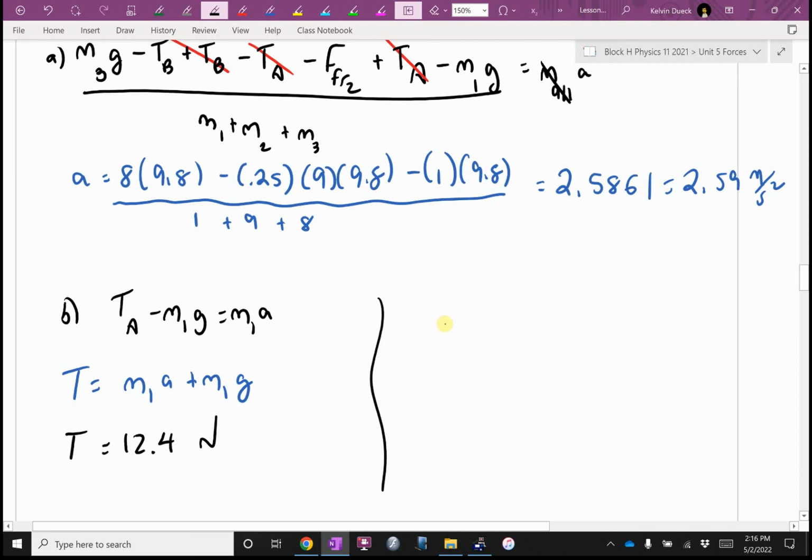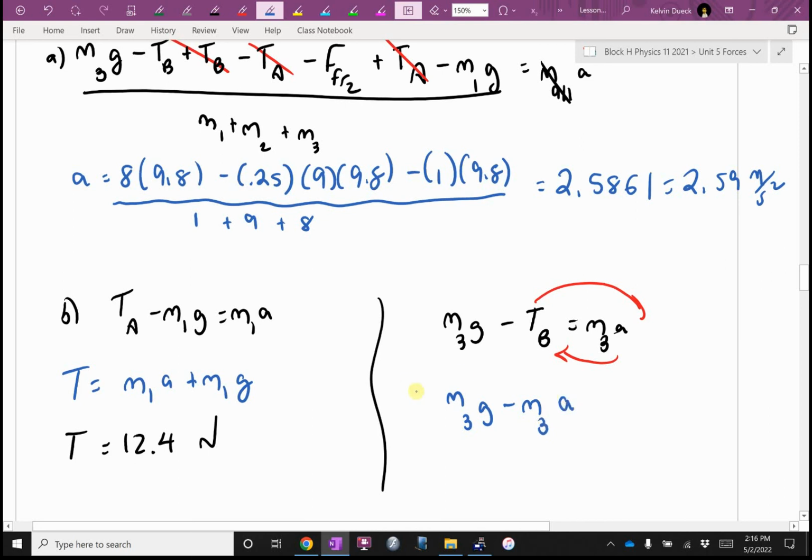Gravity. Which one? M3G minus tension B equals M3A. How would I get what's right in front of the T that I don't like? So we nicknamed this the Swappy Dance. We said, you know what? You can add that there at the same time subtracting that there, and we get M3G minus M3A, and then we decided let's put the T equals on that side.